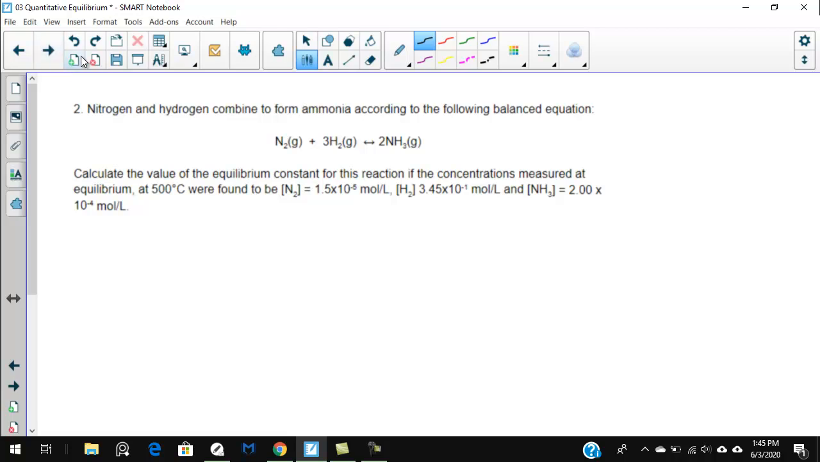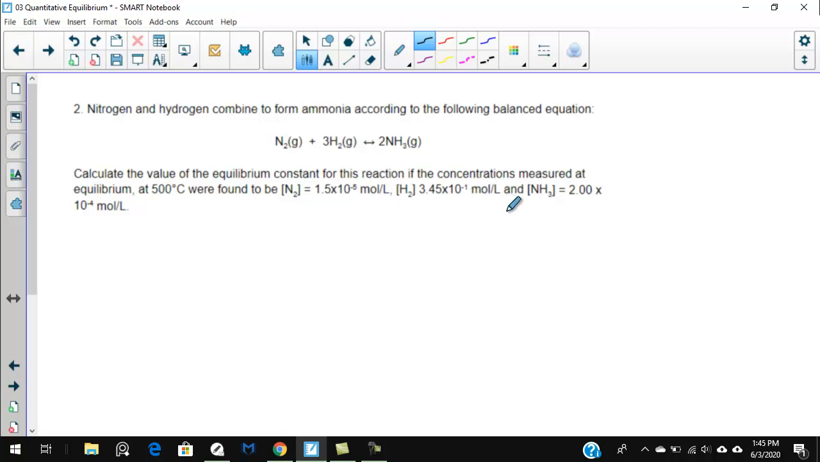Okay, the other question I have in that section looks at this equation. So it's taking nitrogen gas plus hydrogen gas to make ammonia, NH3. This is the Haber process we've talked about, I think, in a previous video. And again, calculate the value of the equilibrium constant for this reaction, if the concentrations measured at equilibrium at 500 degrees Celsius were found to be as given.